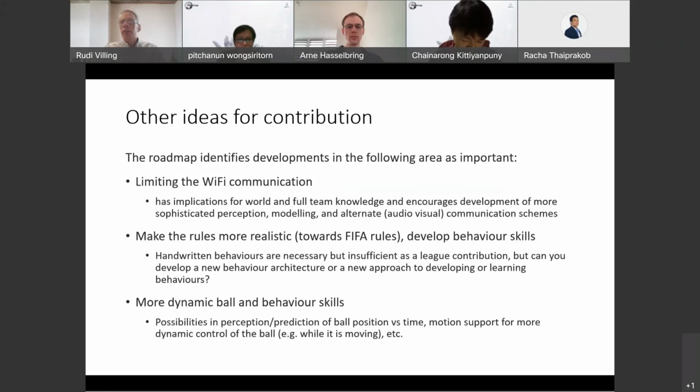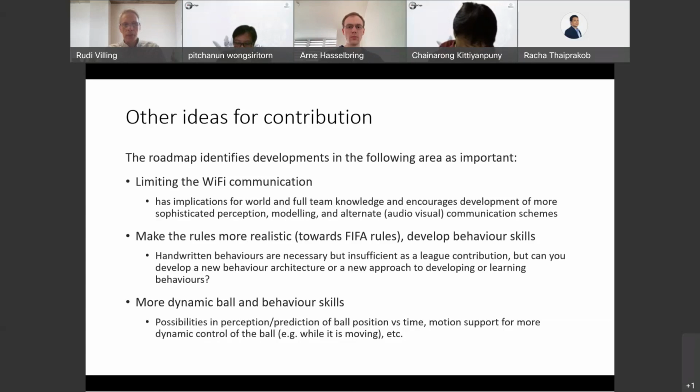So outside of the 9 critical module areas that we identified, what other ideas might you have for contribution? For that, I would refer you back to the roadmap and say that within the area of limiting the Wi-Fi communication, which is on the roadmap, there would be implications for how we perceive the world, how far away we can perceive our robot teammates in opposition, modeling of the world and modeling of what teammates will do, and alternate communication schemes, audio-visual communication perhaps between robots.